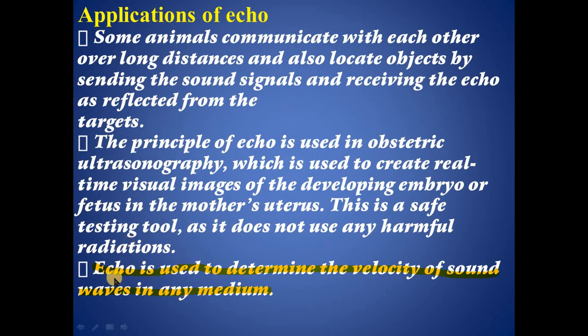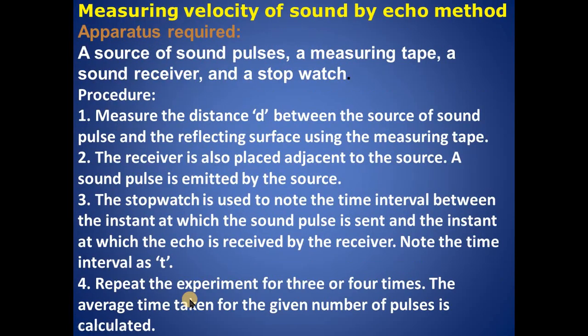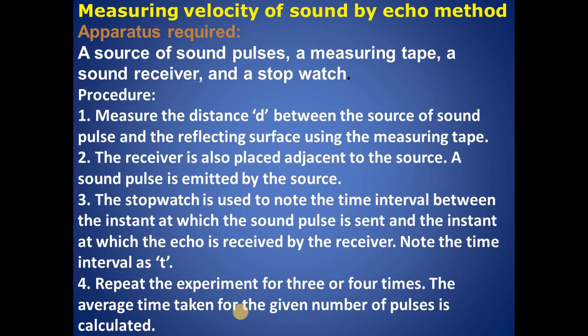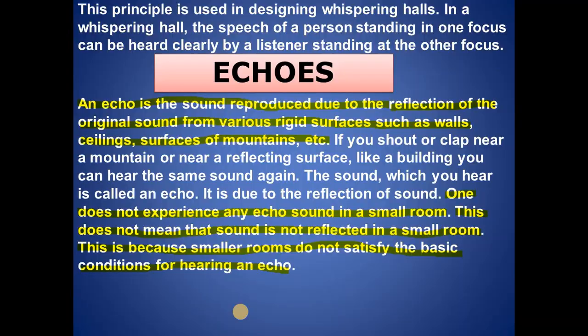Then one important application: echo is used to determine the velocity of sound wave in any medium. So these are all the important points of the applications of reflection of sound topic. Hearing trumpet: one end is wide and the other end is narrow, delivering sound to the eardrum with more intensity. So these are all the important points, children.